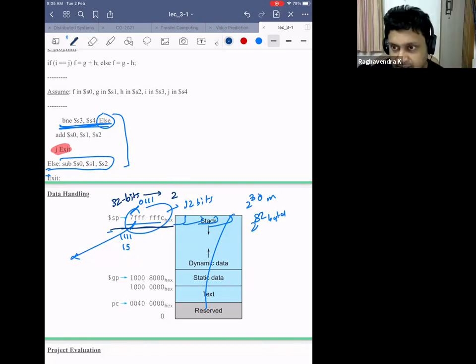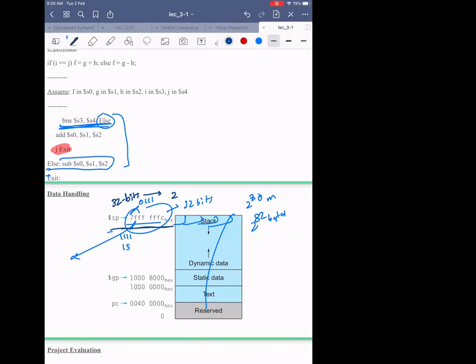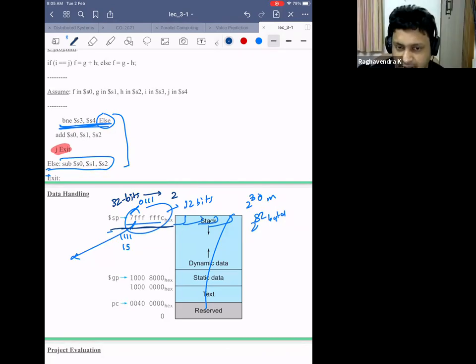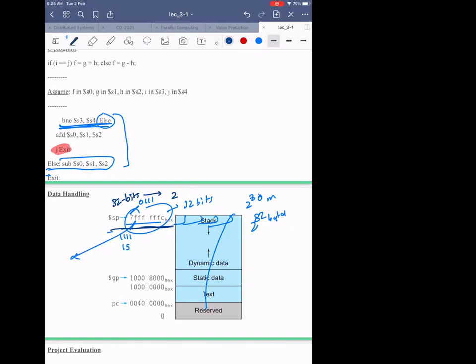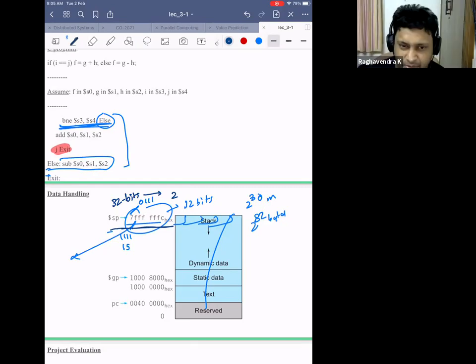It's not register. 2 power 30 words. Yeah, there are 2 power 30 memory words. I heard somebody saying 2 power 32 memory words. No, there are 2 power 30 memory words. So it is just the memory. So how many addresses do I have? 2 to the power 32. Yeah, right. So why do you think that it's 2 power 30 addresses?